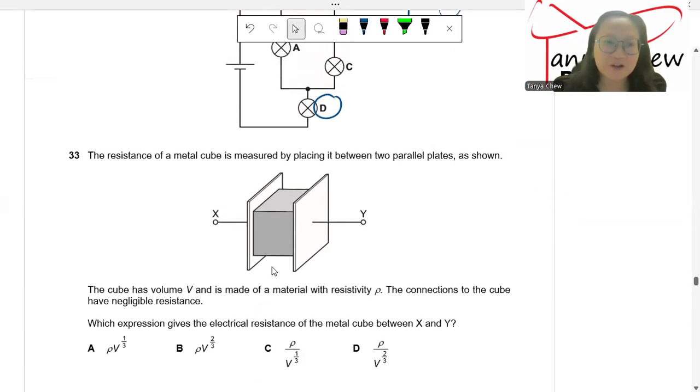the negative terminal. 33. The resistance of the metal cube is measured by placing it between two parallel plates as shown.